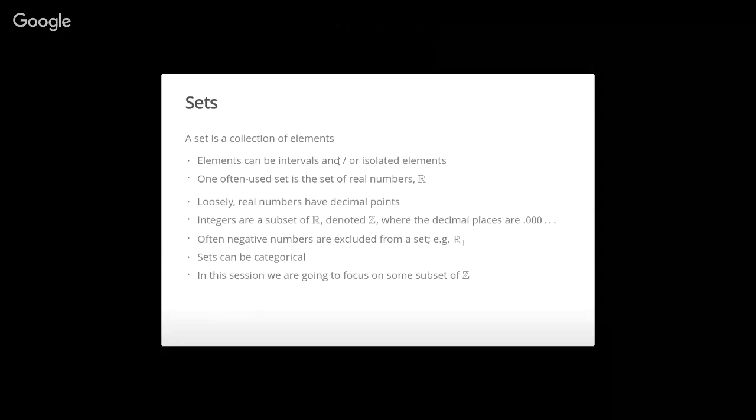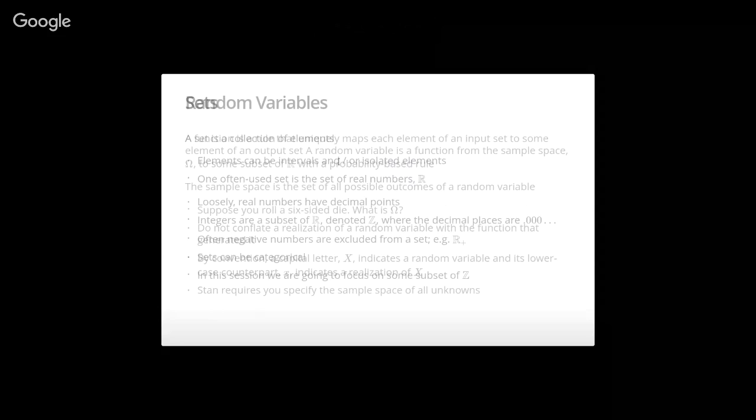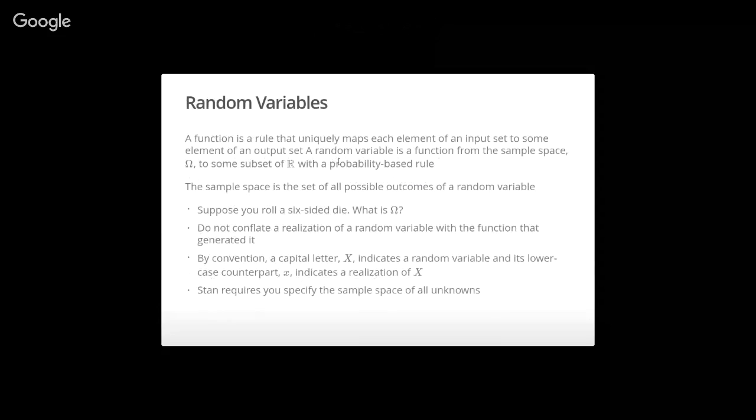We can exclude some numbers from a set. So sometimes we'll talk about the set of all non-negative numbers. But sets don't have to be intervals. In this case, today, we're really going to be focused on a subset of Z, the number of pins you can knock down when bowling. So after we've defined a set, we can define what it means to be a random variable. A random variable is a function. So we first need to define that.